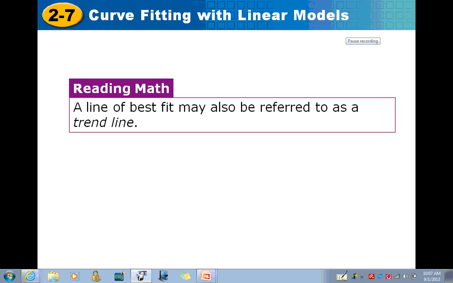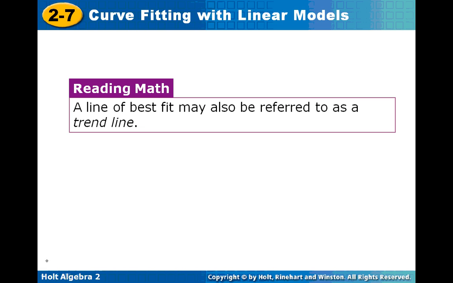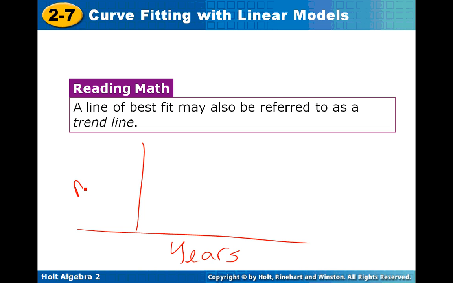When you make a line of best fit, you can also call it a trend line because it shows us the trend in data, especially when we have a graph where your domain is time and your range is something that depends on time. That's where we get that trend word from. That is to say, I have a graph here and this is years, and we're going to call this miles per gallon that cars get.